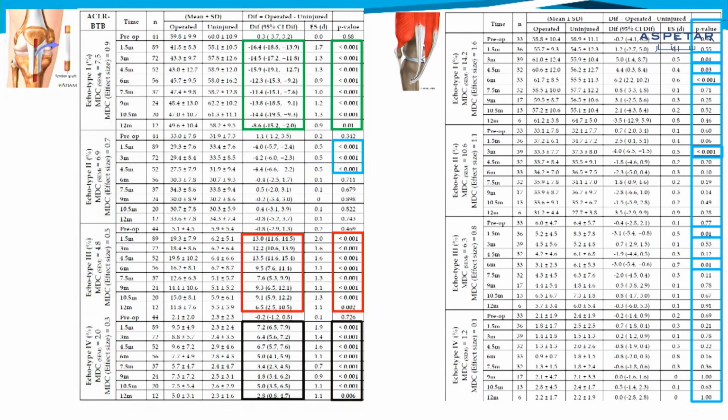So there was absolutely no difference throughout the whole 12 months for hamstring grafts. At some points you will see statistical significance, but the difference was not greater than the minimal detectable change. While for the ACL patients, we saw that they had reduced ecotype 1 and increased ecotype 3 and 4. And one interesting thing for me is that ecotype 2 actually stayed the same.